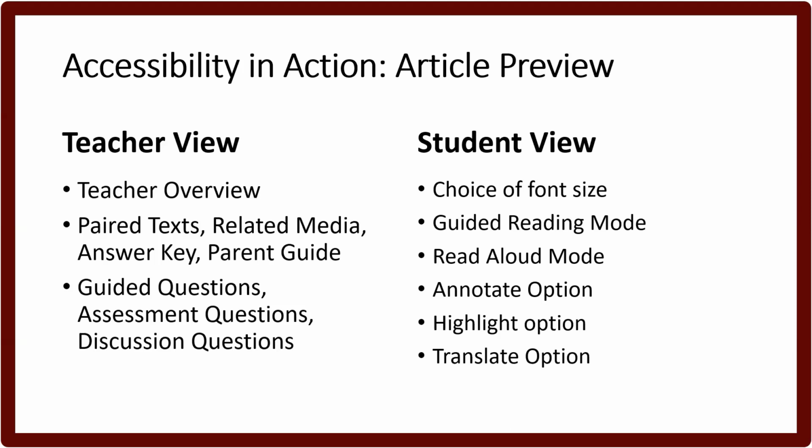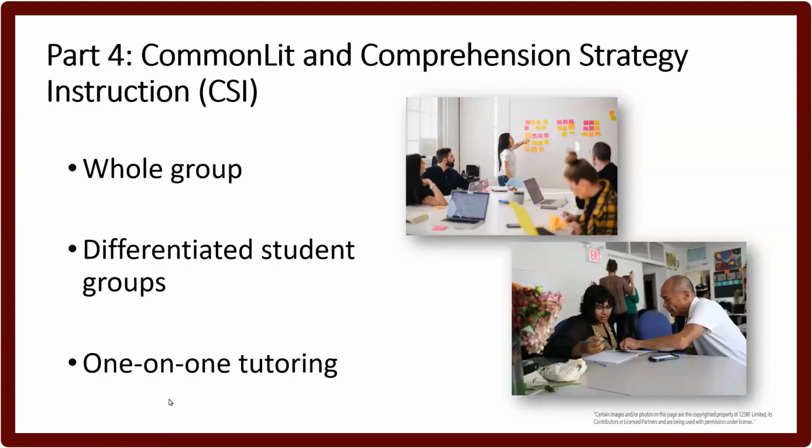I think using these articles and assigning these articles are great if you've got a student that's really high level for stamina. But what about the students whose reading ability is down more around 3rd or 4th grade? Even when I was teaching adult basic education, the CASAS would tell me one thing, but when I started working with the students, I realized that they were 2 or 3 grade levels lower than what that silent reading test actually showed me. CommonLit and comprehension strategy instruction: one of the big parts of this is whole group instruction, differentiated student groups, and one-on-one tutoring.